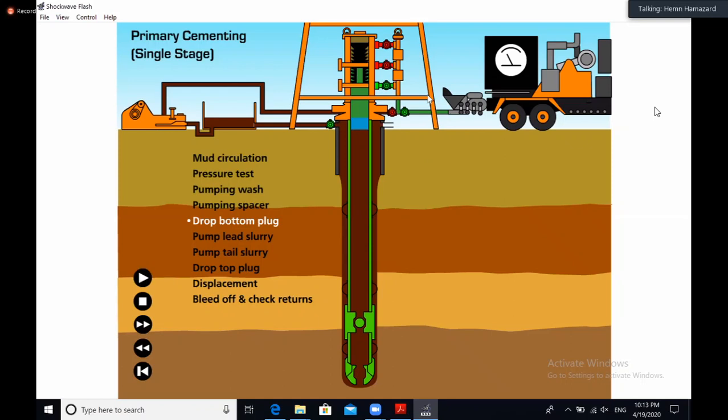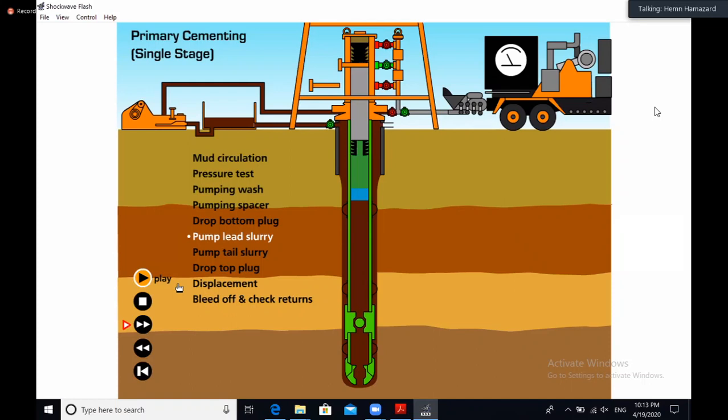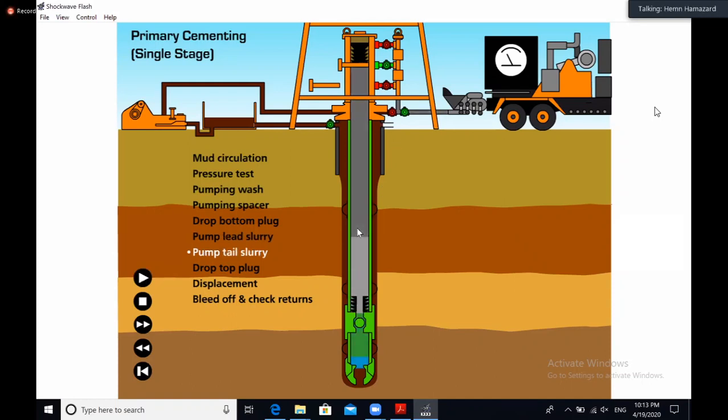And then after that, you open one of these valves. The plug I showed you, you drop the bottom plug. Okay, now your bottom plug is dropped. And then you pump, this is your bottom plug. It goes down, and this is the spacer ahead. And now you pump your slurry. You pump the cement. Cement usually consists of two types by weight, one called lead and one called tail. The lead is the lighter cement, like you see in here, and then the tail.